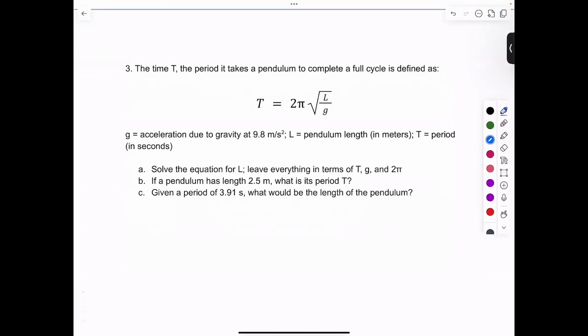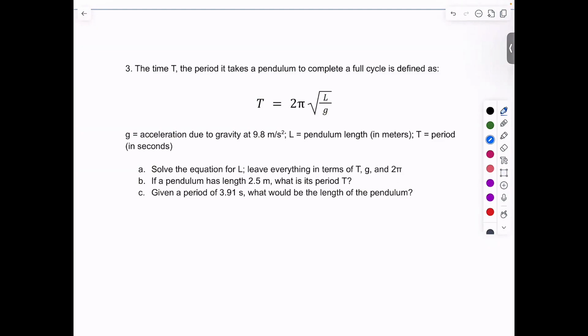With number 3 here, this is an extension of working in your radical or square root unit in Algebra 2. We have a situation where we have the time T. It's the period it takes a pendulum to complete a full cycle, and we give the definition. So this is a classic physics definition where capital T equals the product of 2 pi times the square root of L over g. We define g as acceleration due to gravity at 9.8 meters per second squared. L is your pendulum length in meters, and then T is, of course, your period in seconds.